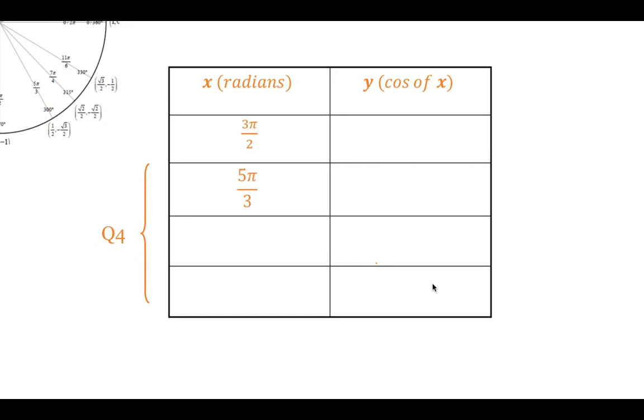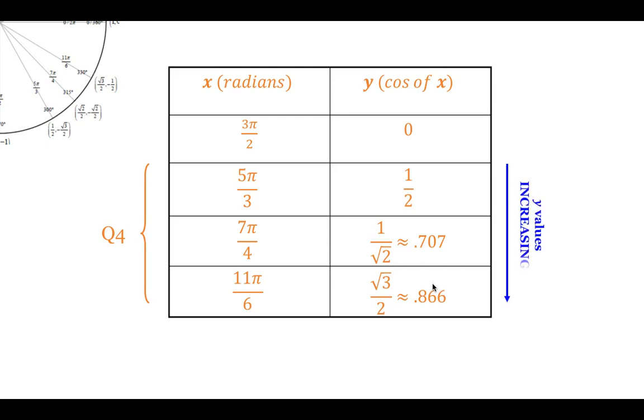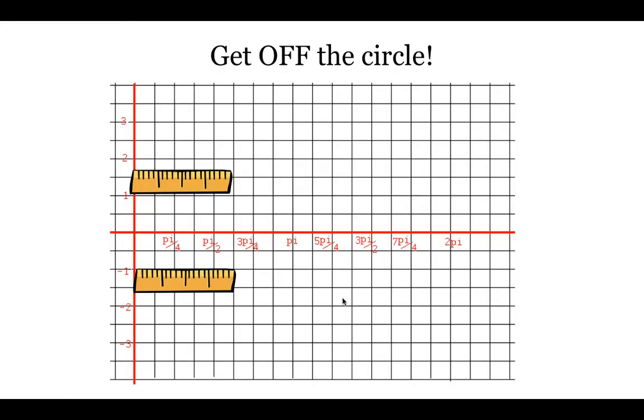3 pi over 2, 5 pi over 3, 7 pi over 4, and 11 pi over 6. Oh, you got to 0 now? Now it's 1/2. Now it's 1 over root 2. Now it's root 3 over 2. I'm increasing again, and I'm going to increase all the way to the point that I get to 2 pi, which is 1, right? That was coterminal with 0. So I still go from -1 to 1, right? I never went beyond that, but I started in a different place, right?